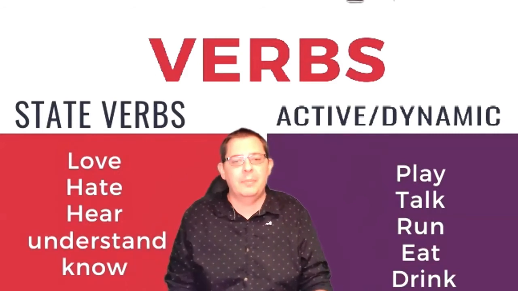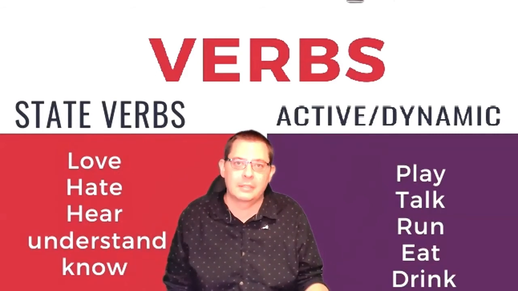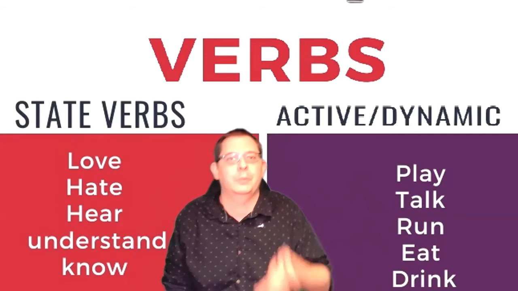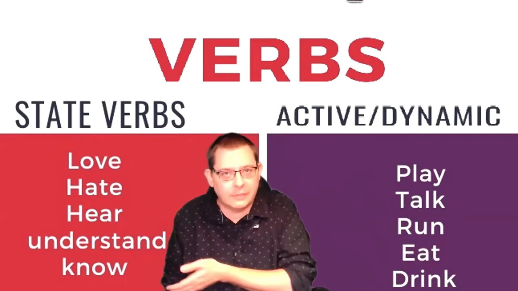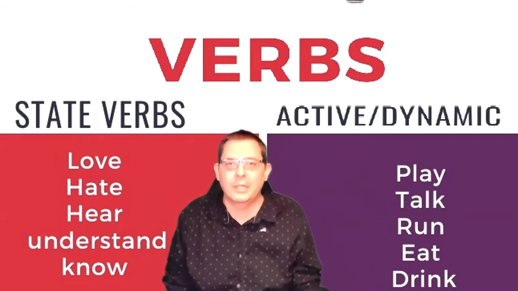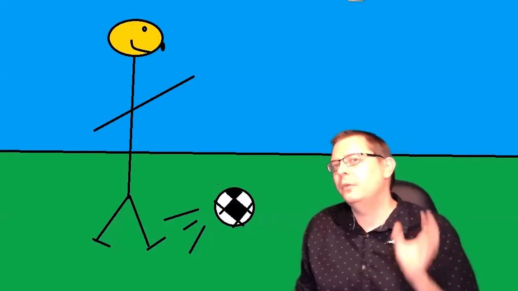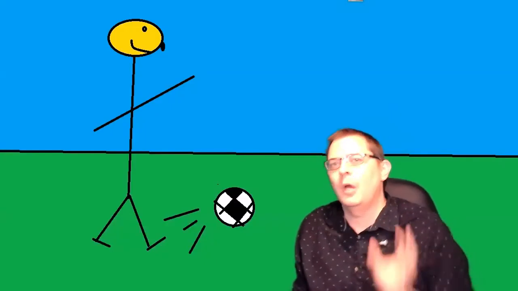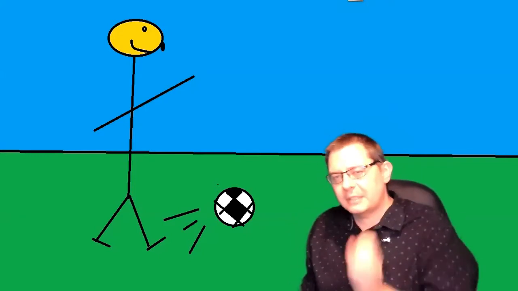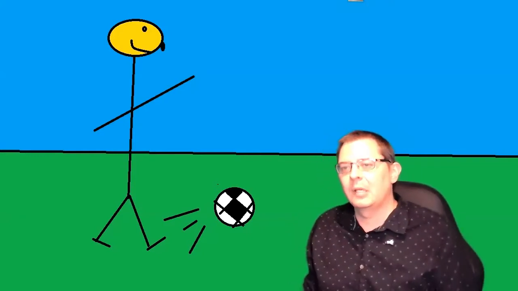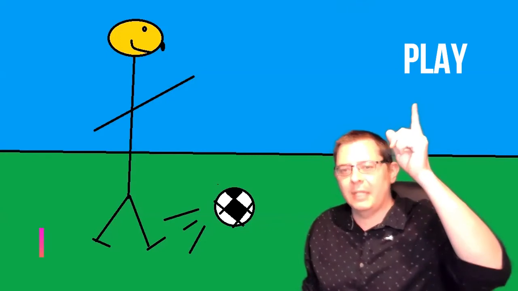But what happens if we don't have a list like this? How can we tell the difference between a state verb and an active verb? Well, quite simple. Let's have a look. You need to have a look whether you can control this verb when you want. So let's take a very simple one. Let's take a look at play.